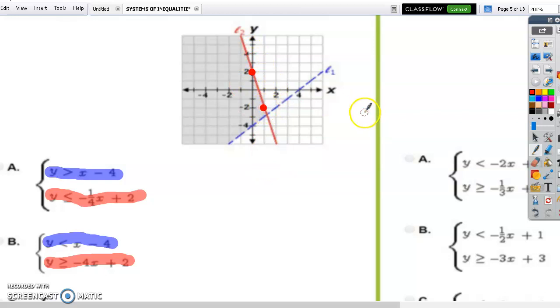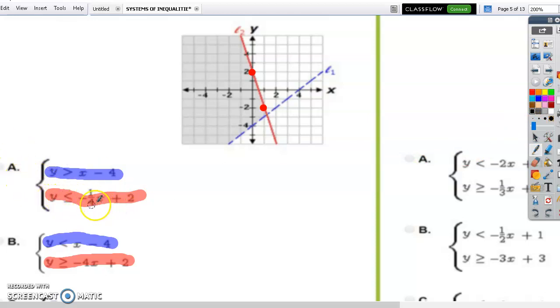To figure out what the slope is, you're going to need to count. It's negative, so we're going down 1, 2, 3, 4. So it's negative 4 over 1. Our slope is negative 4. Which means we're going to cross off any of our choices where the red line has a slope that is not negative 4.